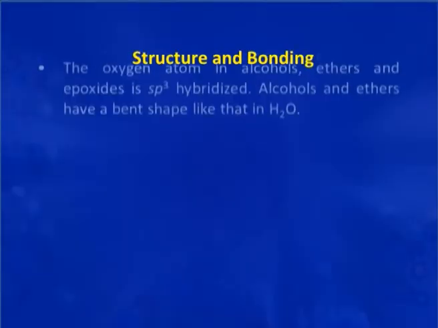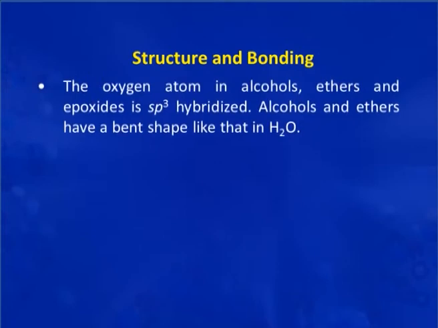We will now discuss the structure and bonding present in ether. If you look at the general formula of ether, ROR, you can see that there is no unsaturation in the molecule, and whenever there is no unsaturation, the molecule is totally saturated with sp3 hybridization. That is why the oxygen atom in alcohol, ethers and epoxide is sp3 hybridized, and alcohols and ethers have a bent shape like that present in water.